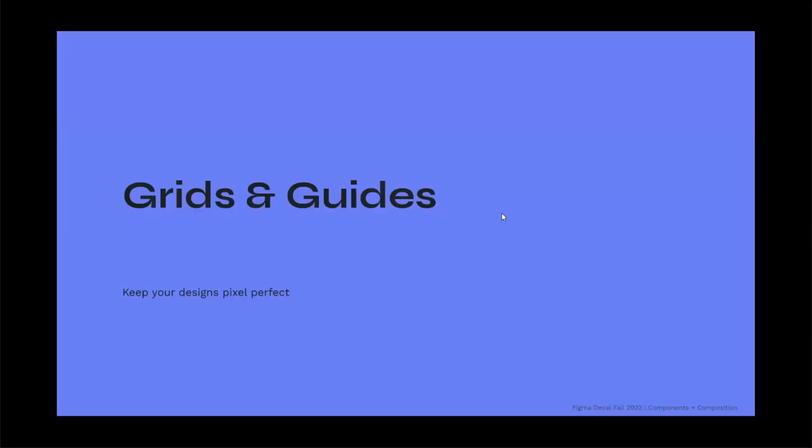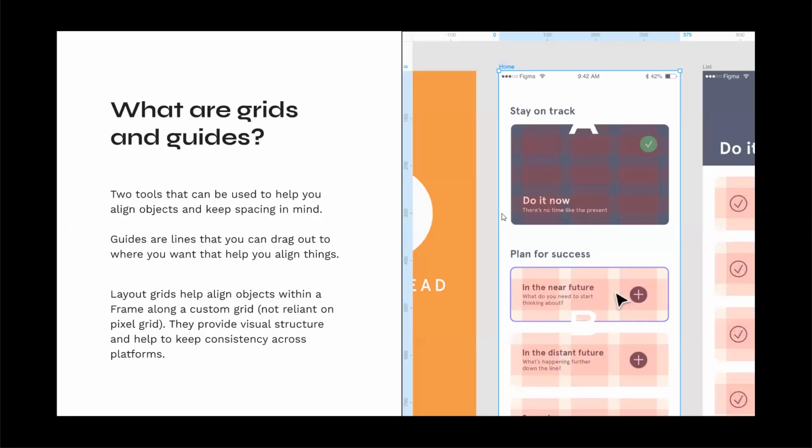So, grids and guides, which are going to be used to keep your designs pixel perfect. Two tools that can be used to help you align objects and keep spacing in mind are grids and guides. Guides are lines that you can drag out to where you want, to help you align things, and layout grids help align objects within a frame among a custom grid, not reliant on a pixel grid. And they also provide visual structure and help to keep consistency across platforms.